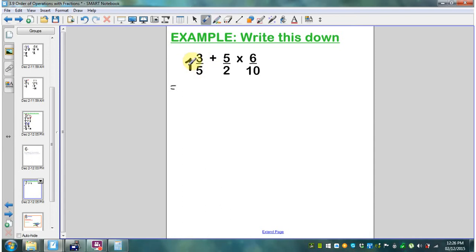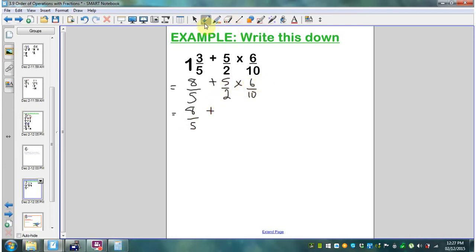So 5 times 1 is 5. 5 plus 3 is 8. Oops. 8 over 5 plus 5 over 2 times by 6 over 10. Okay, now we work with BEDMAS. BEDMAS tells us we need to do our multiplication before our addition. So I'm just going to carry down anything I didn't work with. 8 over 5 plus.